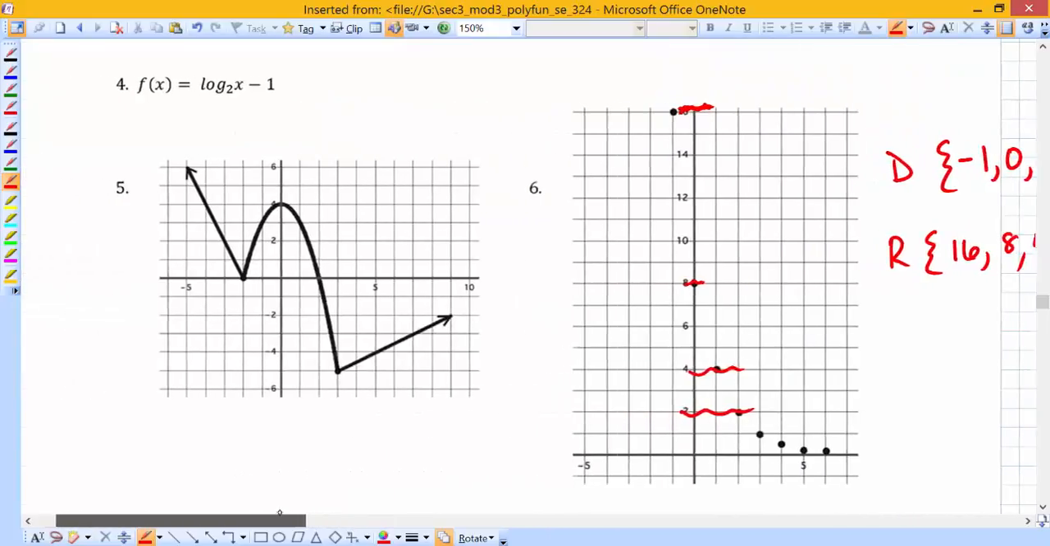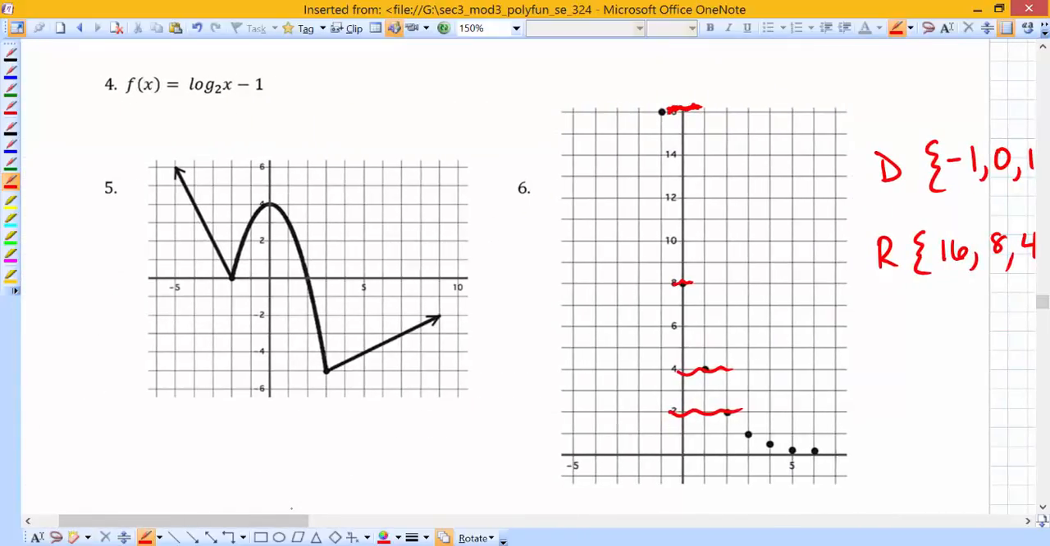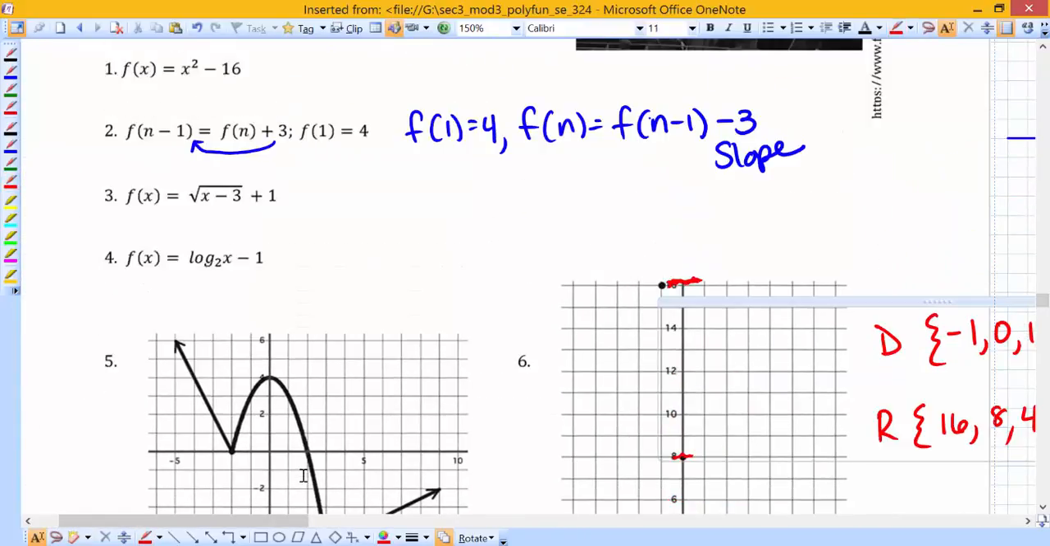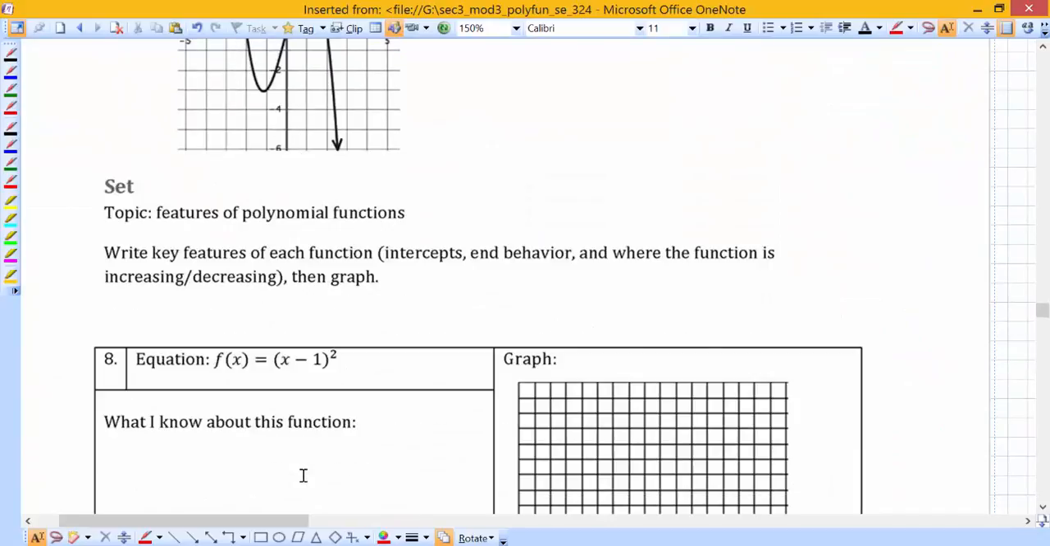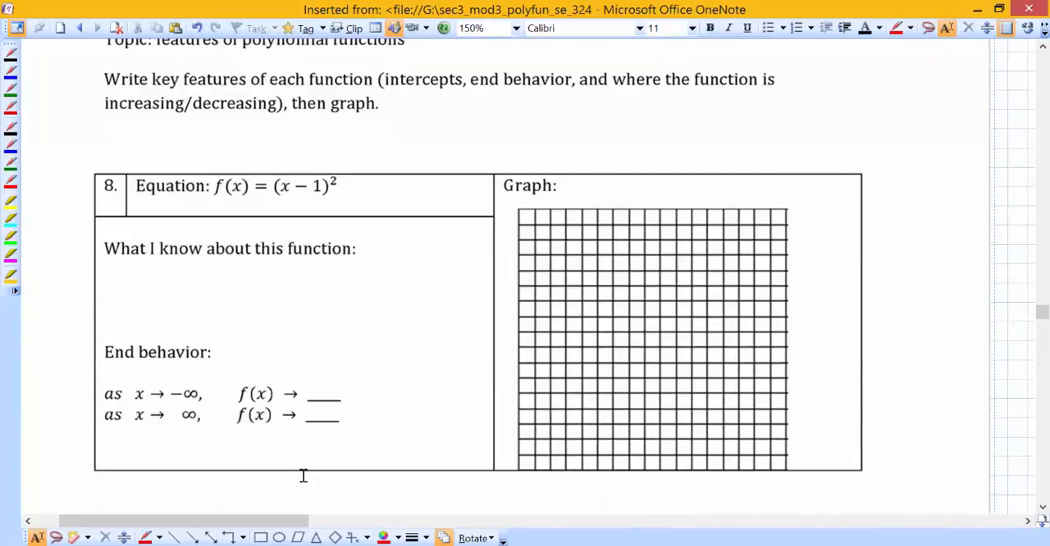Don't overthink these. And if you're still not able to get it, come in at lunch or before school. I'll help you. Bring your Chromebook. We'll put these into Desmos and we'll identify all the key features of the functions. Okay, now for this set.